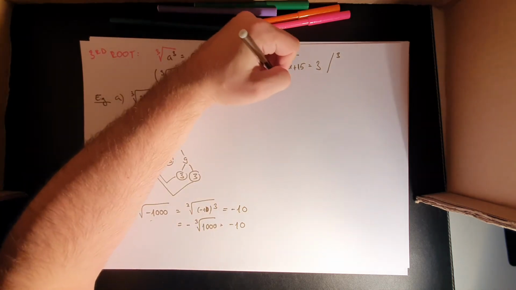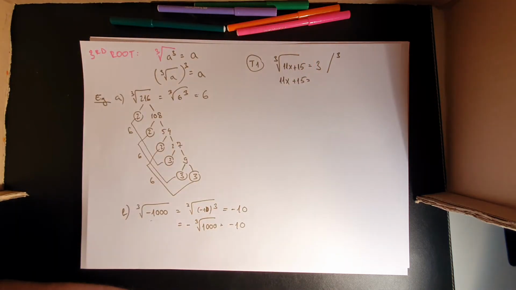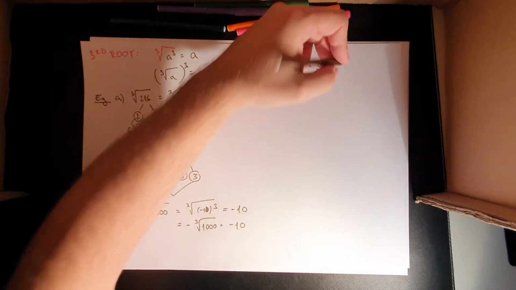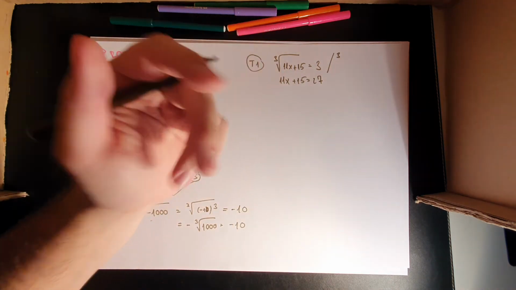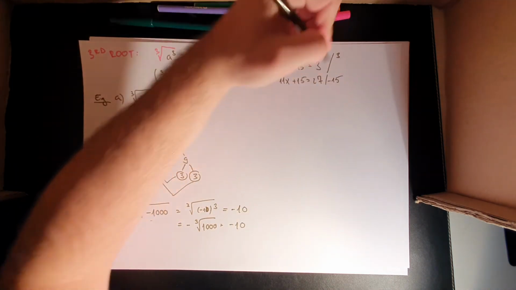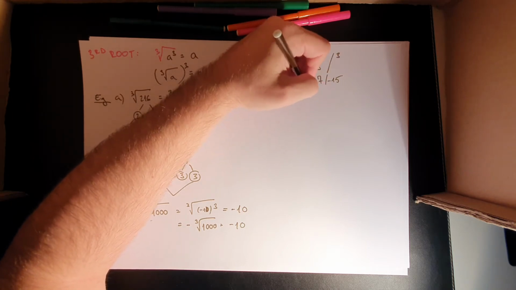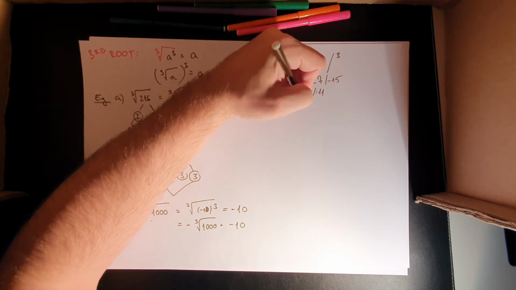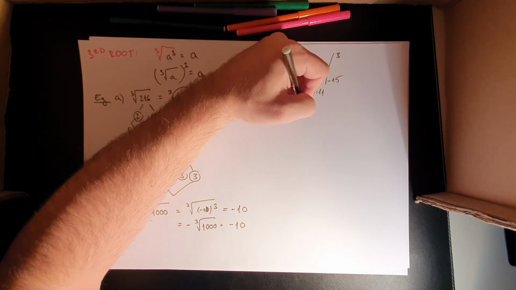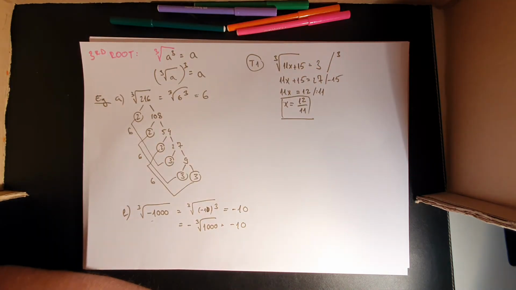So the left side is going to be 11x plus 15. Meantime, the right side is 3 to the power of 3, which is 27. Simple enough. Minus 15, 11x is equal to 12. If I'm not mistaken, divide everything by 11. x is equal to 12 over 11. Done. Task is solved.